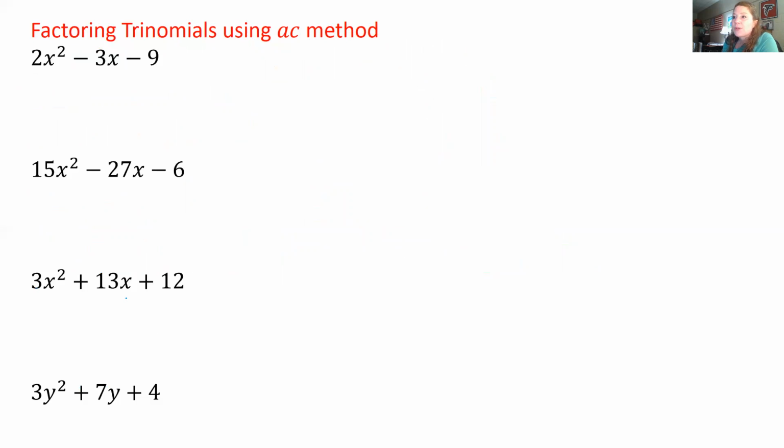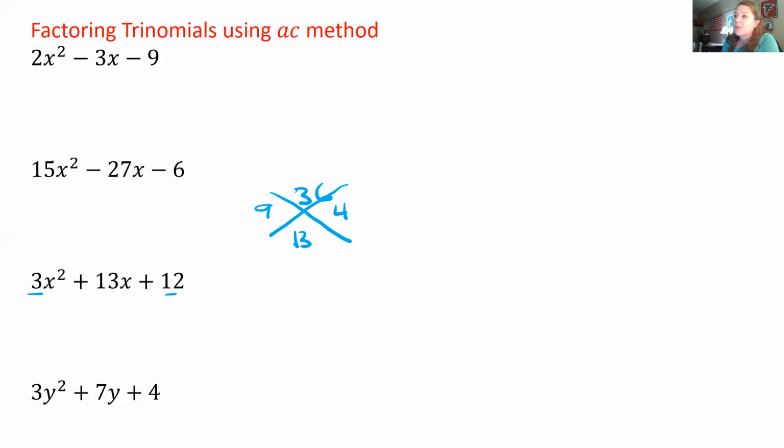So when I'm looking at this one, these don't all have something in common, so that's not going to work. So I'm going to do AC. So I'm going to multiply 3 times 12, and I get 36. So I'm looking for a product of 36 and a sum of 13. So I can go through the list. 1 and 36, 2 and 18, 3 and 12, no, 4 and 9. That's it, 4 and 9.